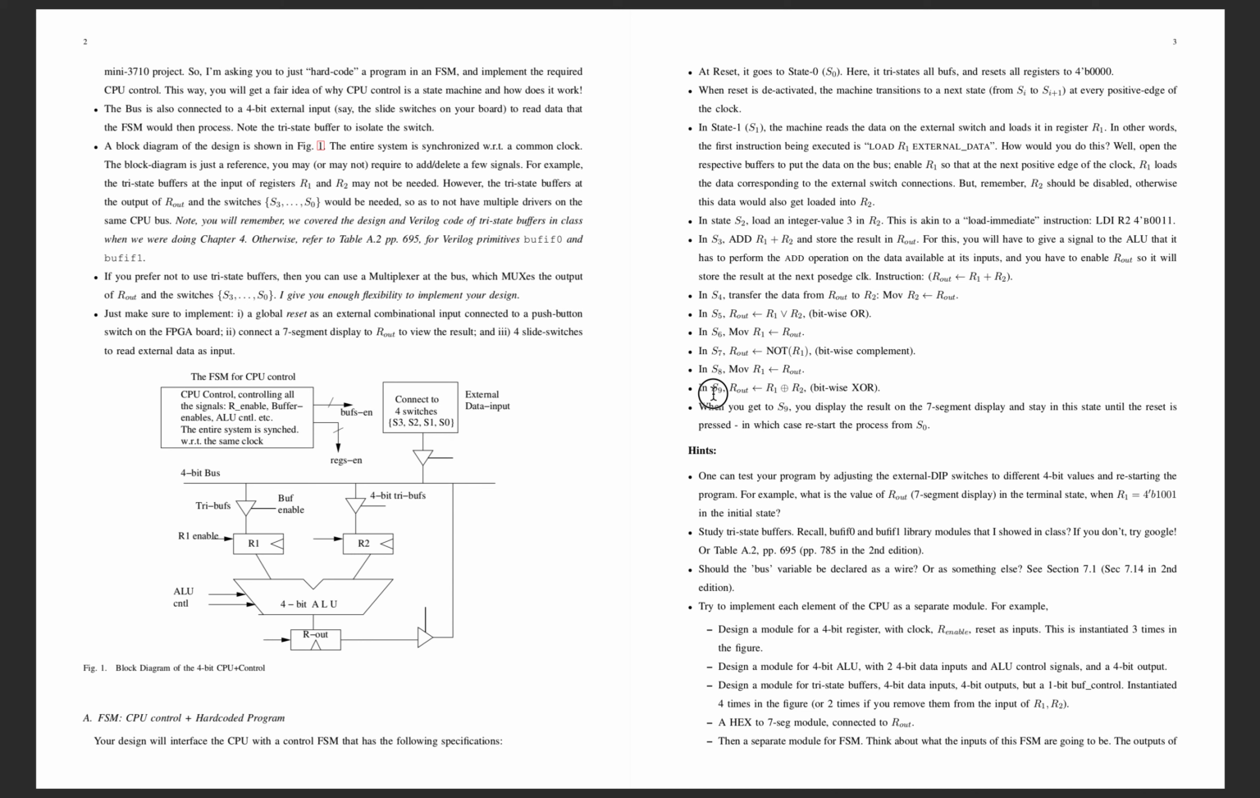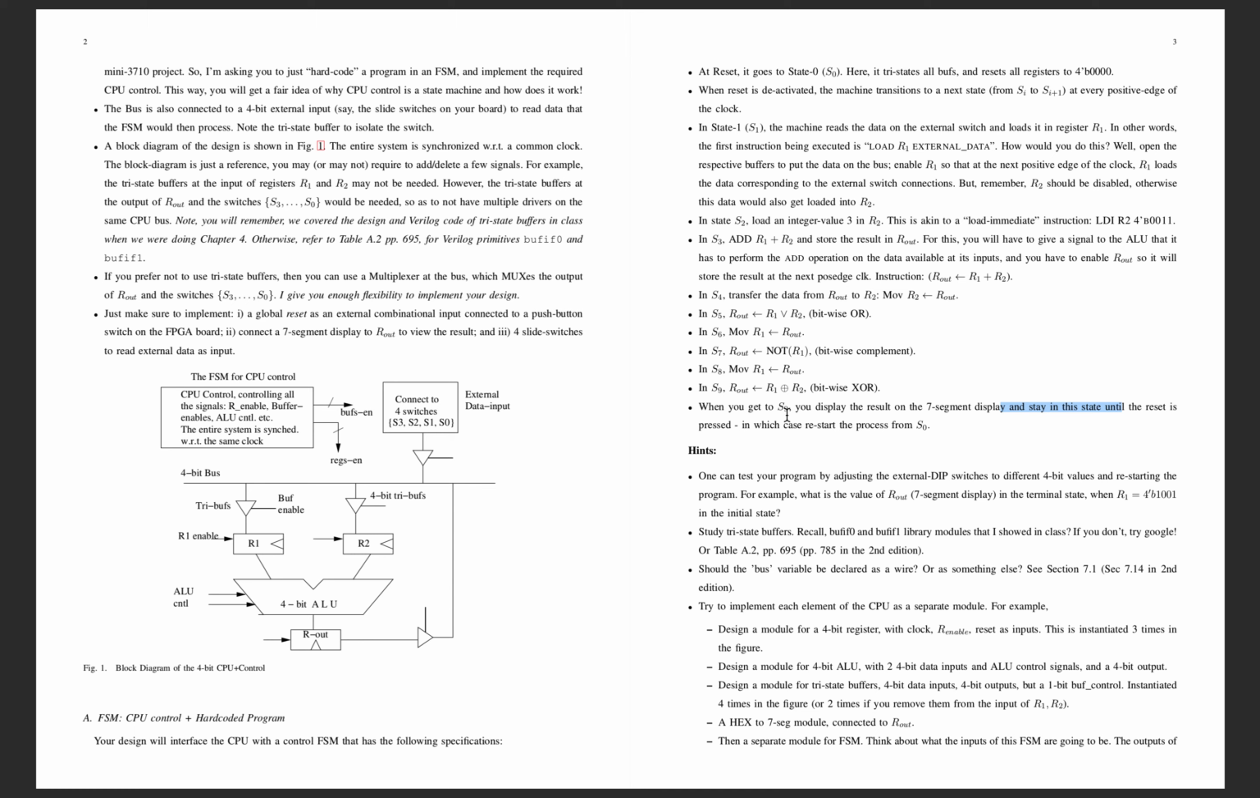So you would have observed that there are 9 states. So this is a 9-state machine. Good. So this line again is very important, guys. When you get to S9, you display the result on your 7-segment display and stay in this state until reset is pressed, in which case you restart the process from S0. So when you get to S9, you stay in this state. You don't go back to S0.